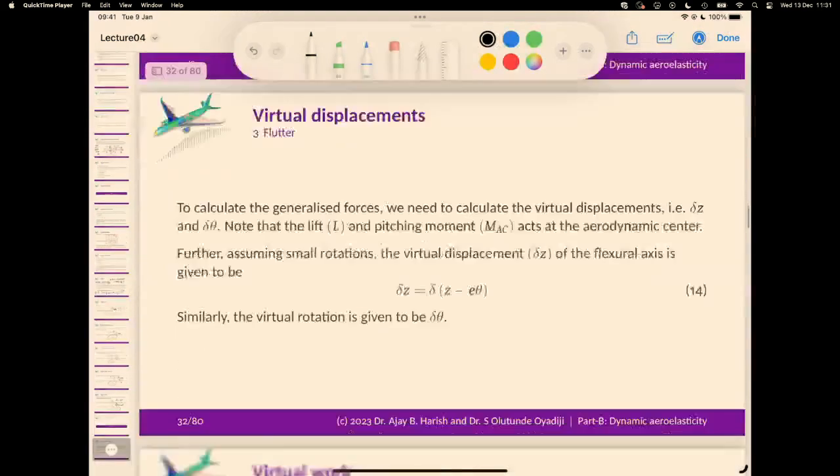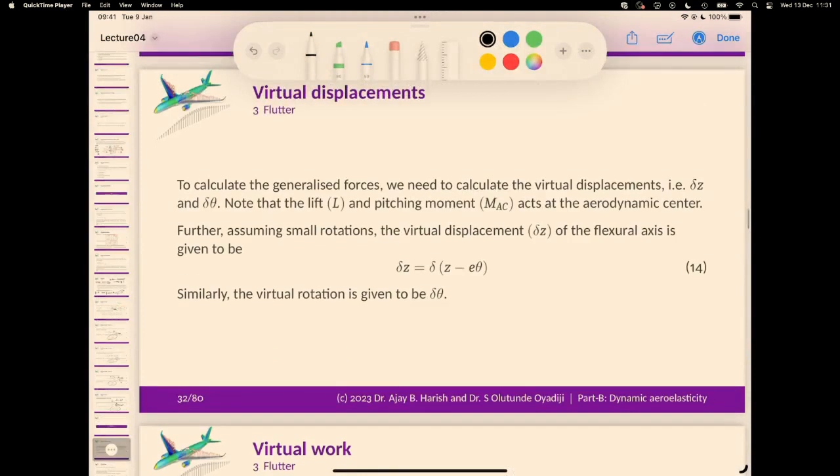Okay. And lastly is our virtual displacement, or sorry, virtual generalized forces. We need to get our virtual displacement in order to get our generalized forces. So let's say we have the lift and the moment that are acting at our aerodynamic center.